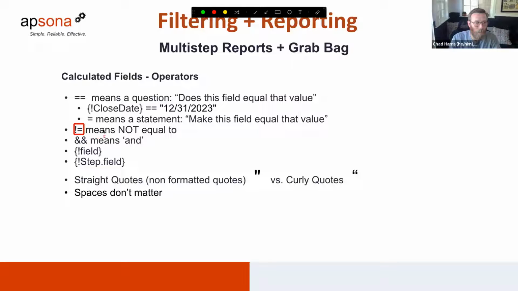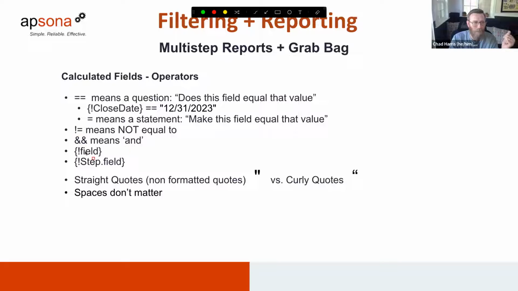Exclamation point and then equals. The exclamation point basically means no or not, so this would mean not equals. The double equals is asking, does it equal? And this is asking, does it not equal? If you need to make two queries, like I want scenario A and scenario B to be true, the and function is done by two ampersands right next to each other.